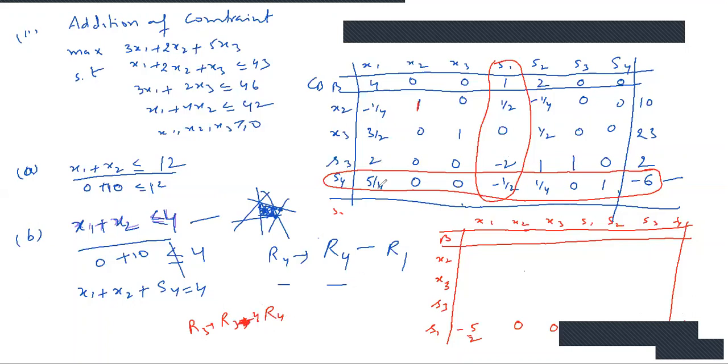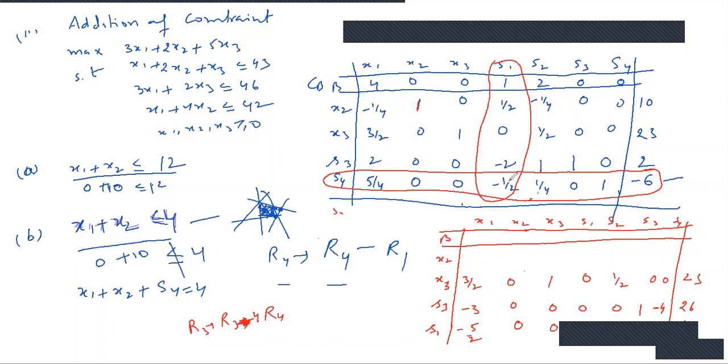So what is this? 2 minus 4 times this, 2 minus 5 is minus 3, 0, 0, 0, 0, 1, minus 4, 2 plus 24 is 26. I hope I am not making any calculation mistake. The third row is the same because it is 0 here: 3 by 2, 0, 1, 0, 1 by 2, 0, 0, 23.